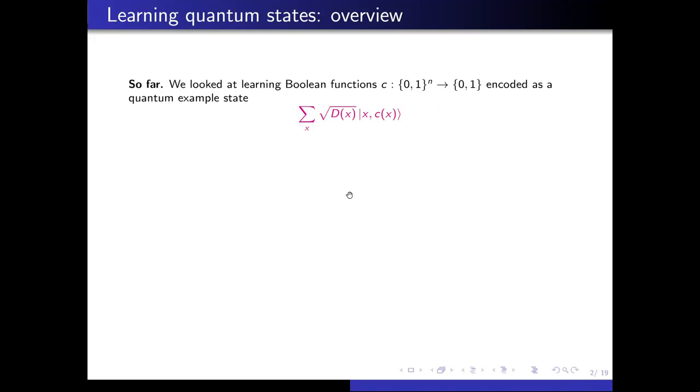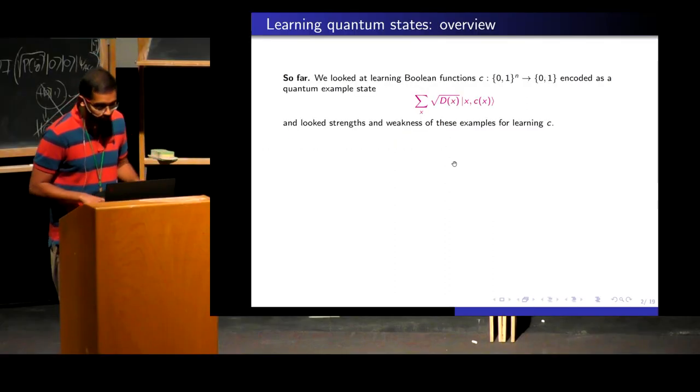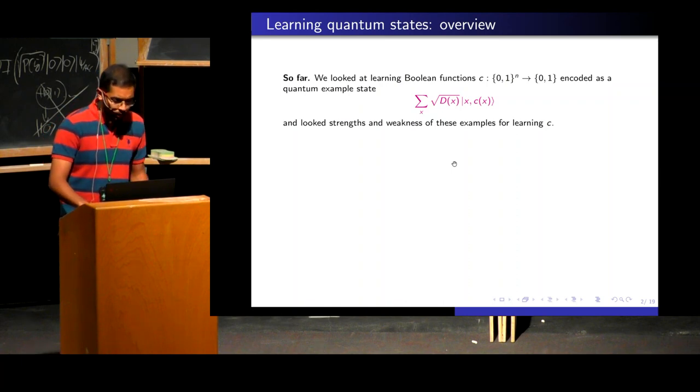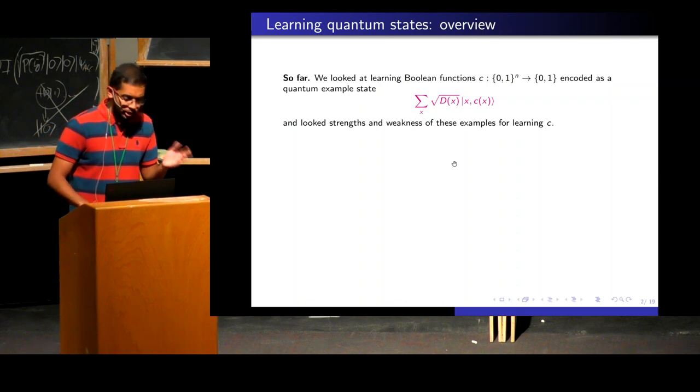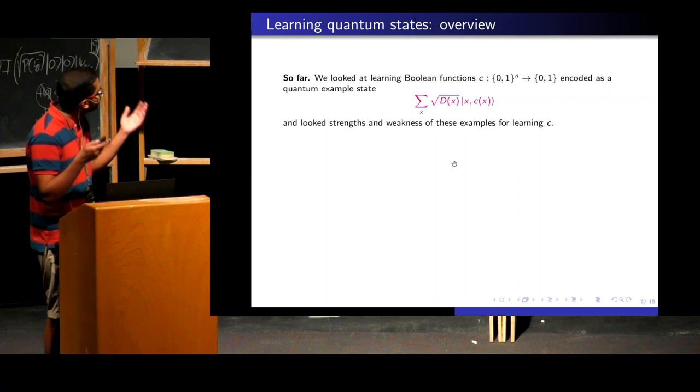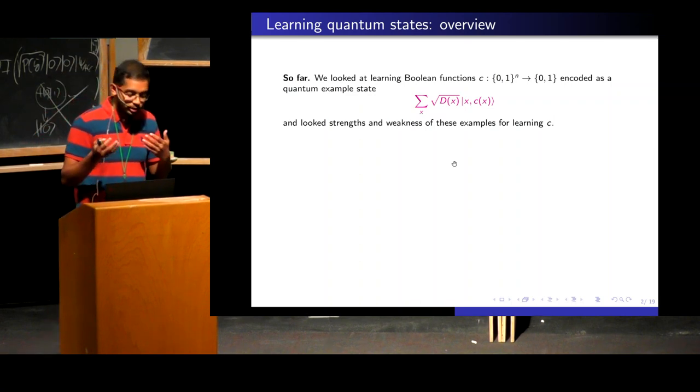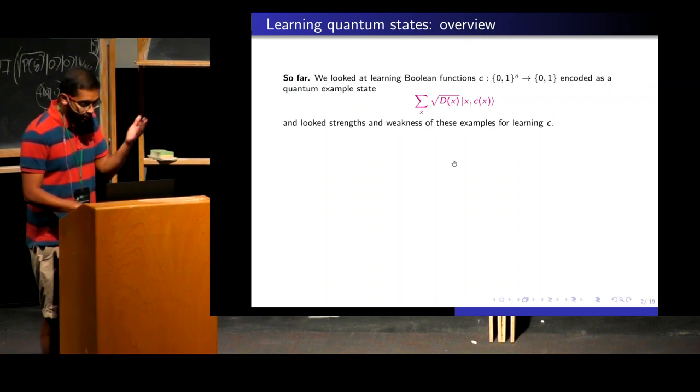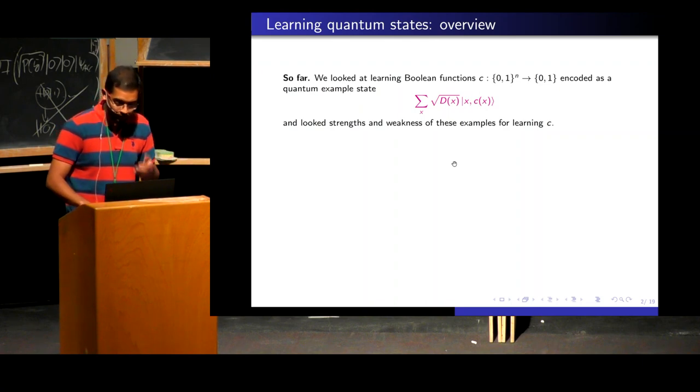And we looked at examples of this form, and in the first lecture we saw that for PAC learning, these kinds of examples are not so useful. But when you fix D to be the uniform distribution, these examples are useful for learning Boolean functions. But I'm going to be looking at something slightly more general now. One question would be, why care about learning Boolean functions? Sure, it's interesting in its own right, but you could ask for something slightly more general.